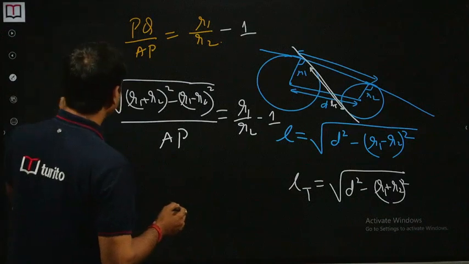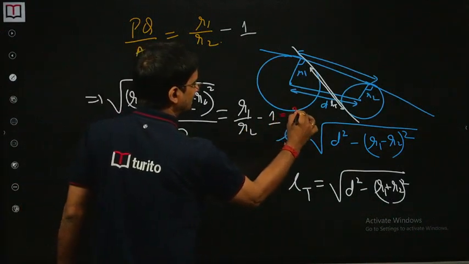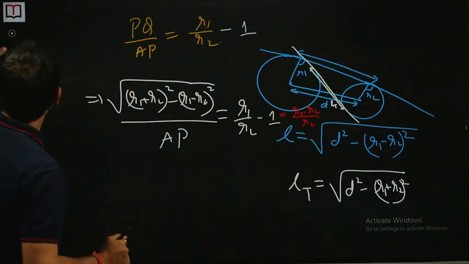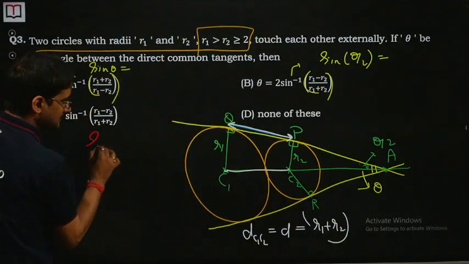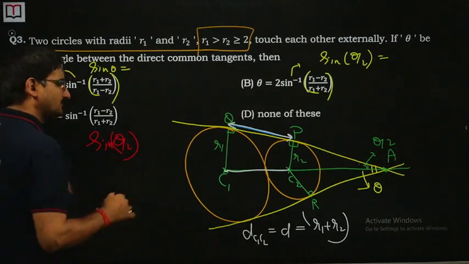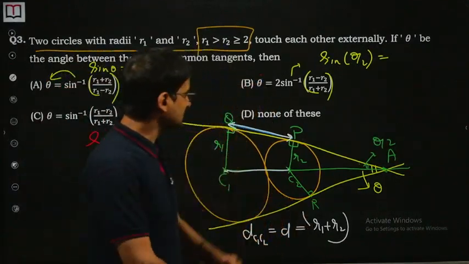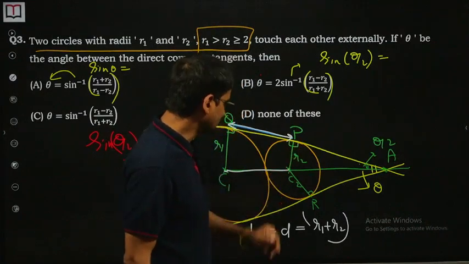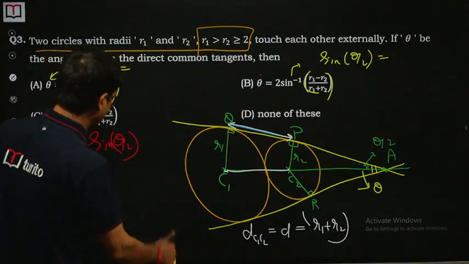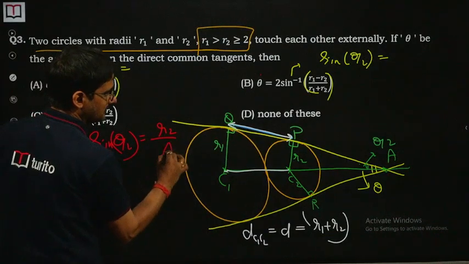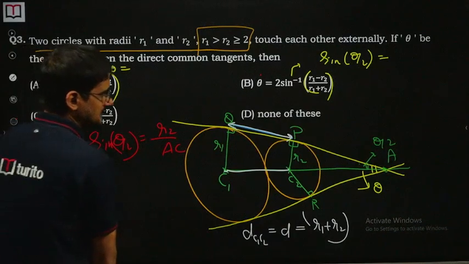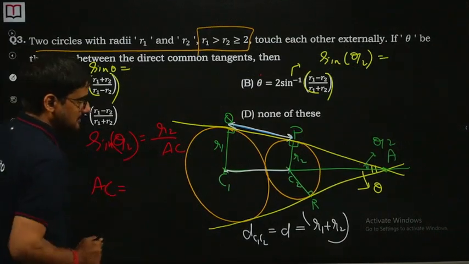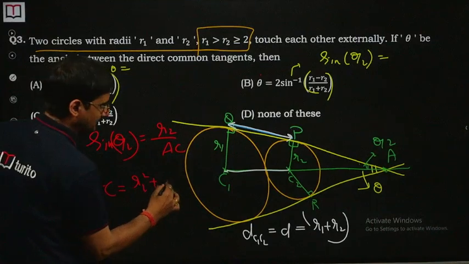So that gives us AP, which is nothing but R1 minus R2 upon R2. Okay, wait, we need sine theta by 2. So let me write here sine theta by 2, because once we have sine theta by 2, we have sine theta and cos theta everything, and we need sine theta by 2 here also. So sine theta by 2 is nothing but R2 upon AC. And AC is R2 square plus AP square.